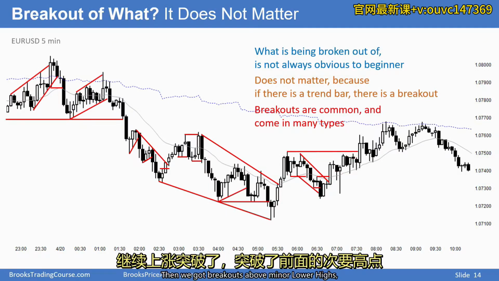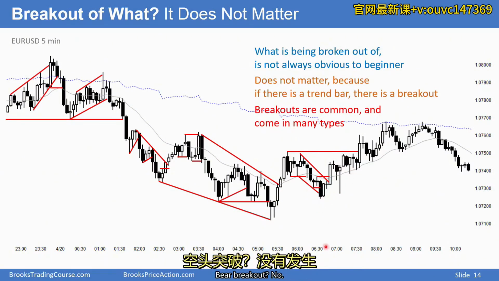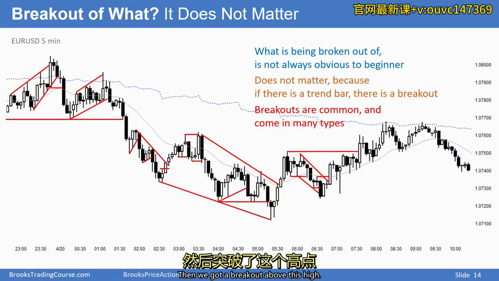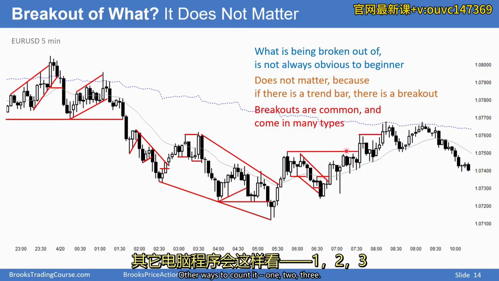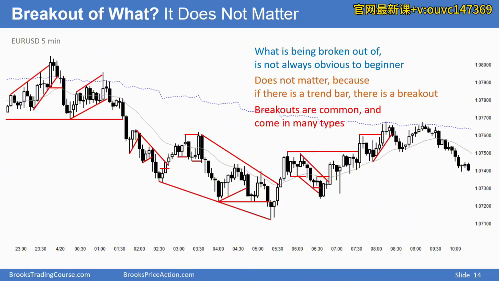Then we got breakouts above minor lower highs. A double top attempt by the bears, double top, neckline, bear breakout? No. We have a double top, and instead we got a bull breakout. Then we got a breakout above this high. Wedge rally, 3 pushes up, 1, 2, 3. Other ways to count it, 1, 2, 3. In any case, it's a bull channel, and this is a break below the bull channel. Did not get very far.